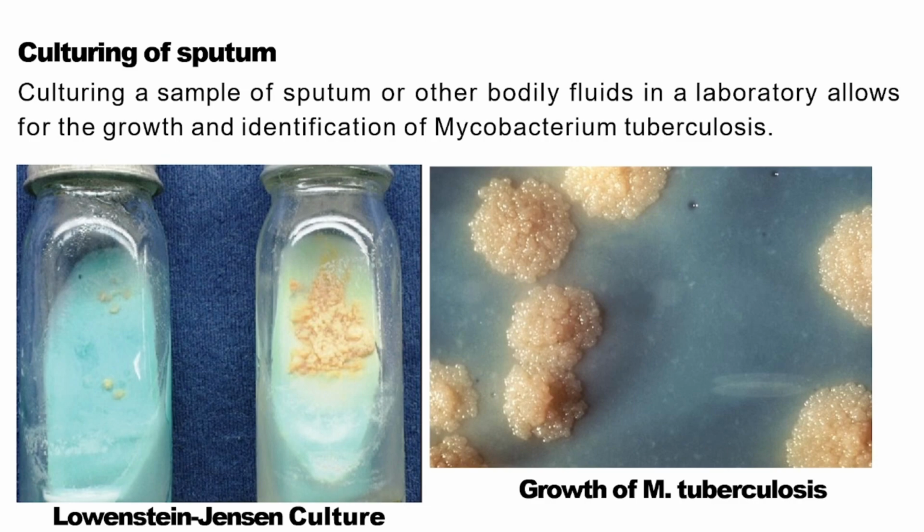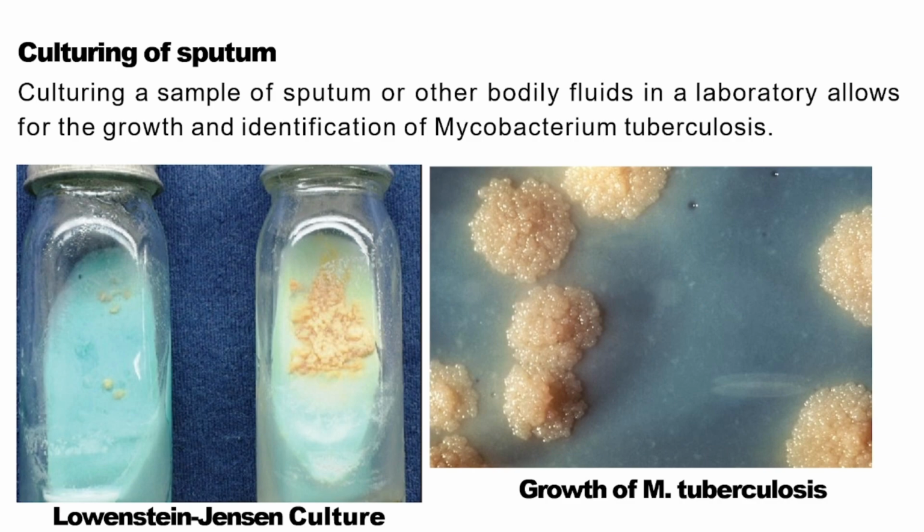The next one is the culturing of sputum. Culturing a sample of sputum or other body fluids in a laboratory allows for growth and identification of Mycobacterium tuberculosis. So in a culturing step, various different work steps are followed. Number one is the sample collection, as we discussed earlier.